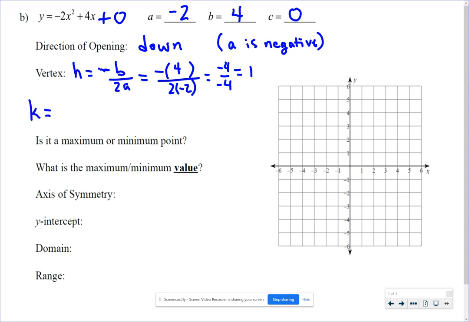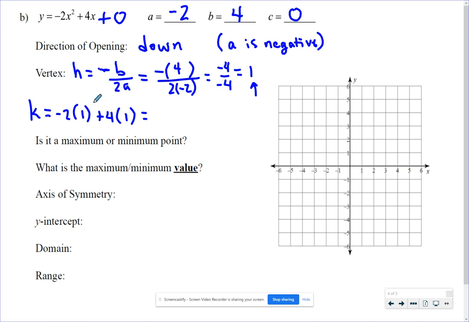Got to find the y value that goes with that x value. In other words, the k, the y-coordinate of the vertex. We're just going to plug that back into our function. Plug what back in? The x value. x was 1. To find the y value that goes with it, use your rule for the relationship between x and y.